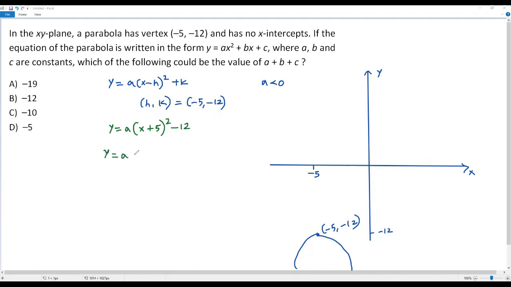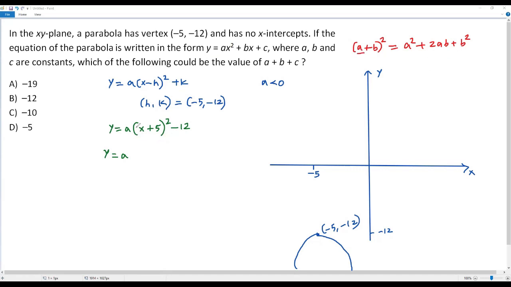Okay, so y equals a, and now we have to get the expansion of the square of the binomial over here. For that, let me consider the algebraic identity: a plus b the whole square, the square of a binomial, is equal to a square plus 2ab plus b square. The trinomial we have over here is equal to the square of a binomial.